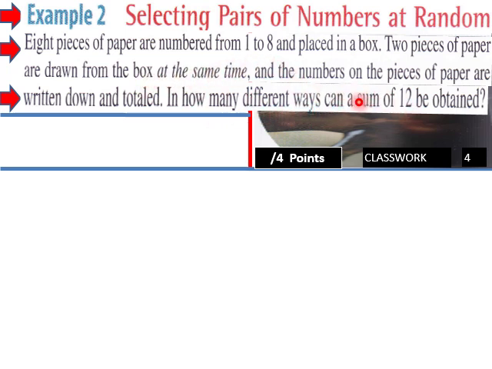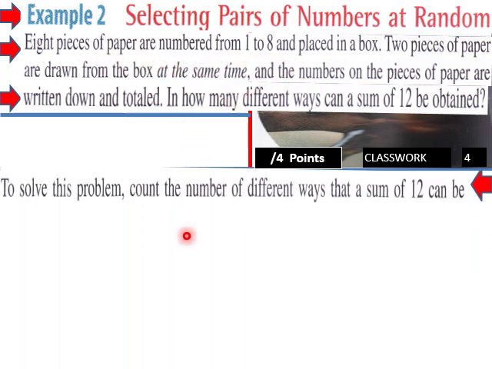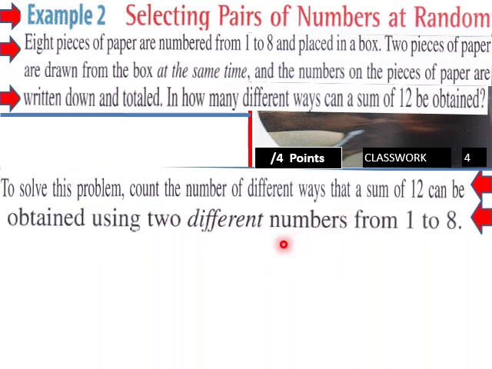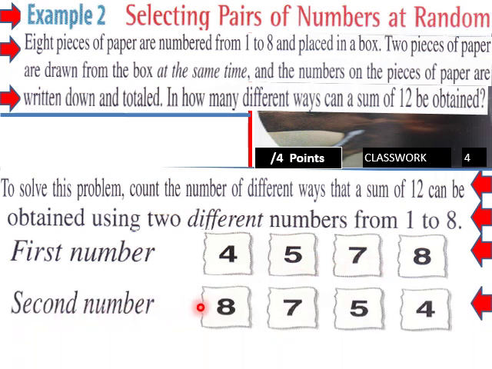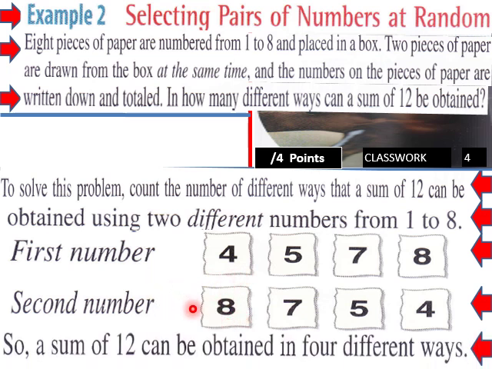So now we're looking for a sum of 12 from pieces of paper that are numbered from 1 to 8. To solve this problem, count the number of different ways that a sum of 12 can be obtained using two different numbers from 1 to 8. So the first number will be 4, 5, 7, and 8. And then our second number will be 8, 7, 5, and 4. So we have a reverse sequence here of ascension and descension of that selection. So a sum of 12 can be obtained in 4 different ways here.